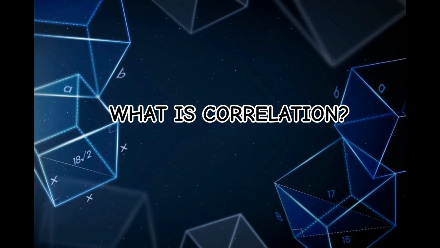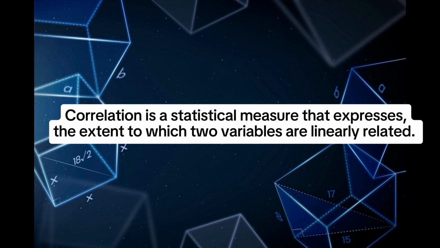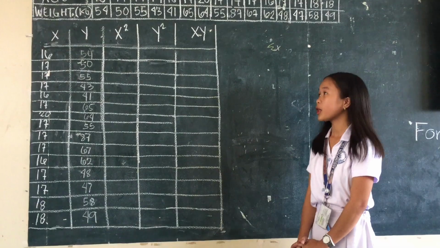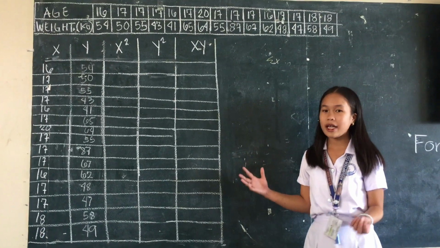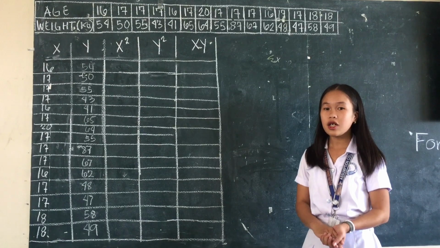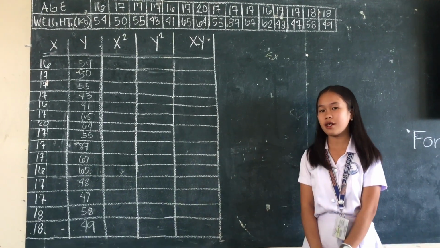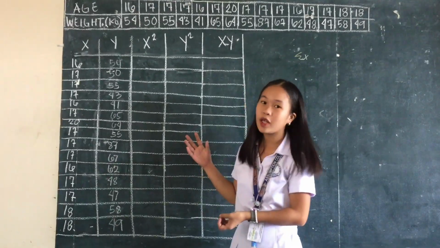What is correlation? Correlation is a statistical measure that expresses the extent to which two variables are linearly related. And this is an example. So this is a table of age and weight among the senior high school students of ADC that we surveyed yesterday. And this is a table of correlation.